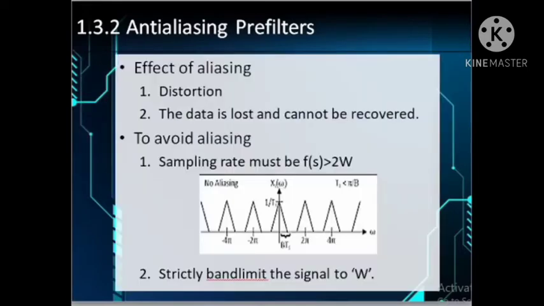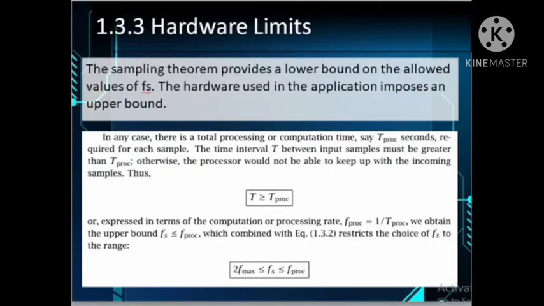So next, the effect of aliasing: distortion. The data is lost and cannot be recovered. To avoid aliasing, the sampling rate must satisfy fs greater than 2W. Strictly bandlimit the signal to W. So next, let's go to hardware limits.